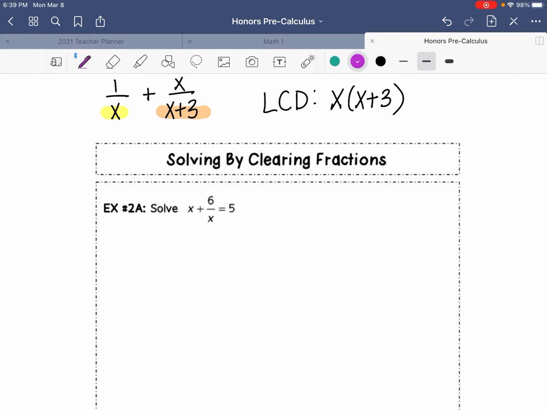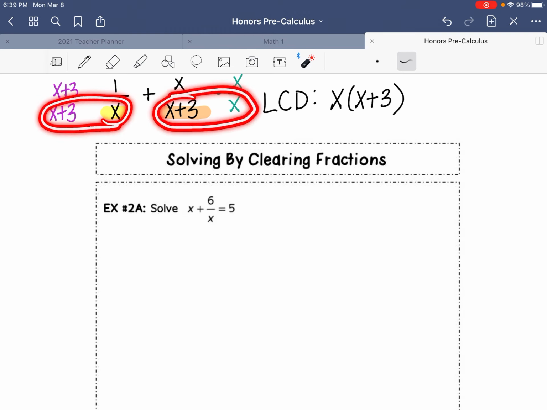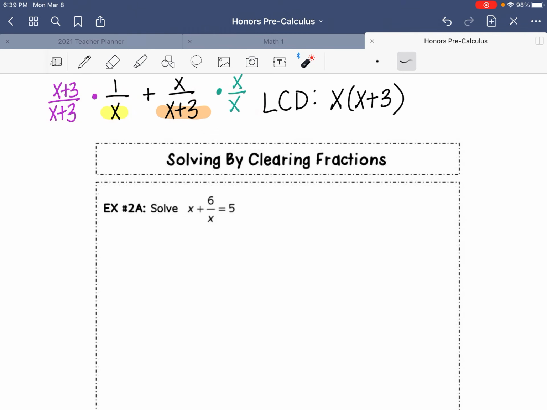Well, that's going to occur because I'm going to have to multiply this side times x plus 3 over x plus 3. And then I'm going to have to multiply the right side by x over x. Now again, why do I need to do that? Because then I will have the same denominator on both sides. If I multiply x times x plus 3 and x plus 3 times x, that will give me the same denominator.